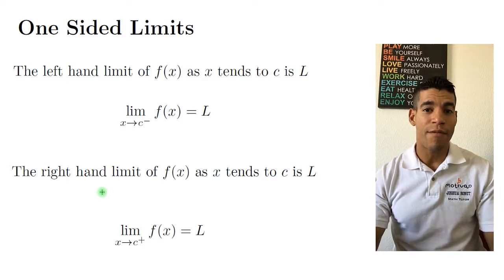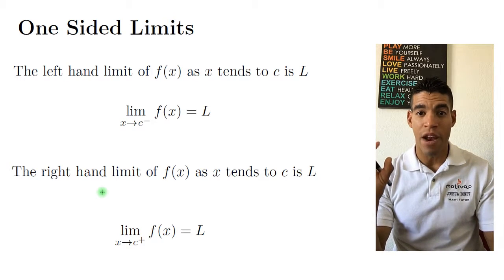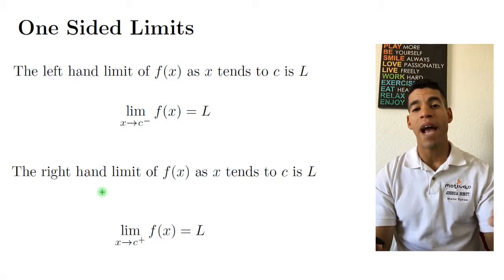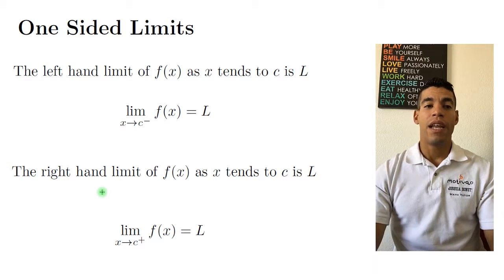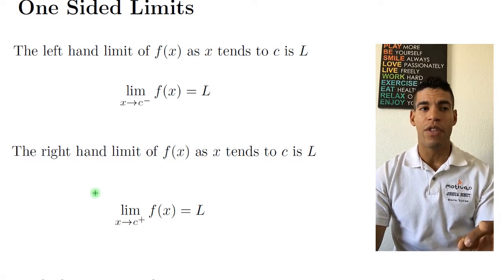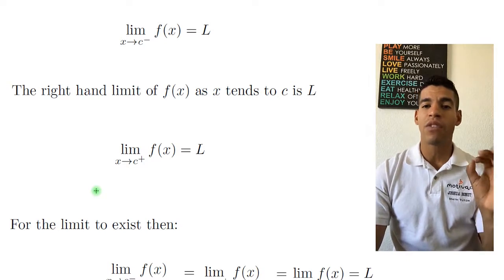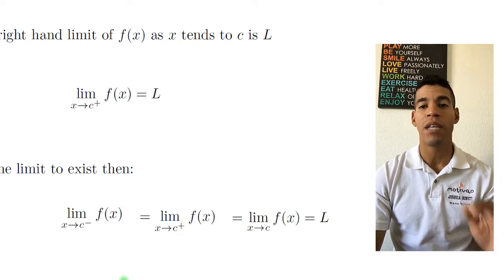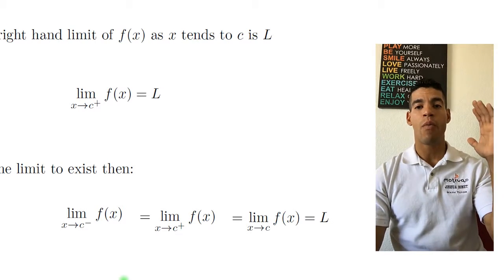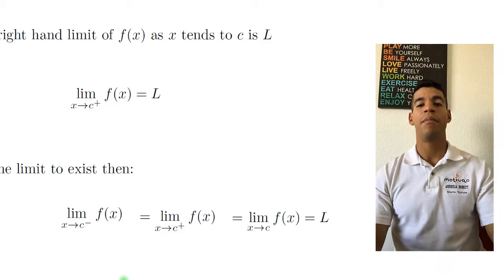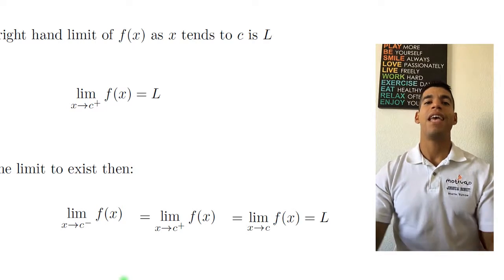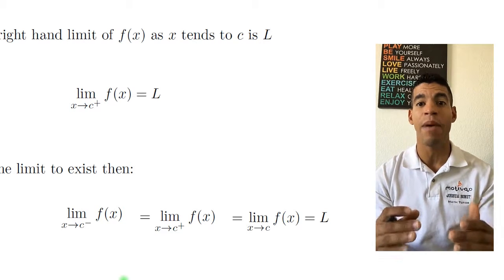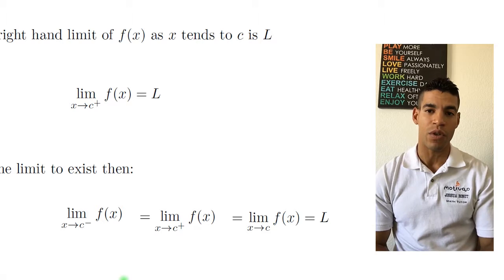That just means that if the exponent of that number is a plus sign, then you're coming from the right, okay? If it's a minus sign, you're coming from the left. Now, a very important key about those things is that for the limit to exist, these equalities must hold, meaning that the limit when x approaches c from the left and the limit when x approaches c from the right are equal to each other. And once that happens, then the limit is that value that it is equal to, okay?